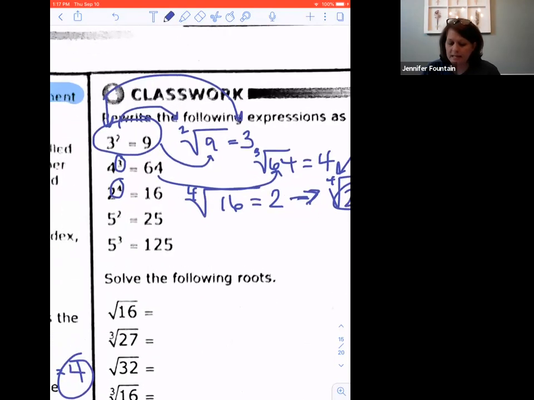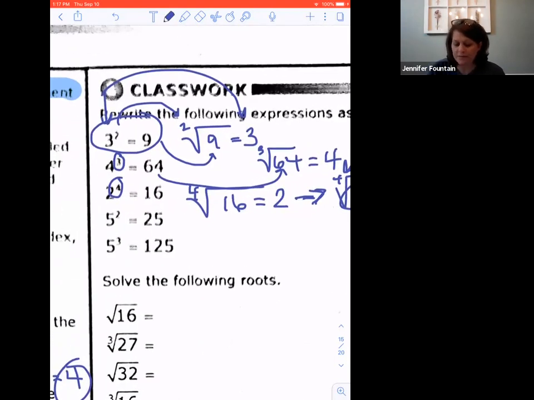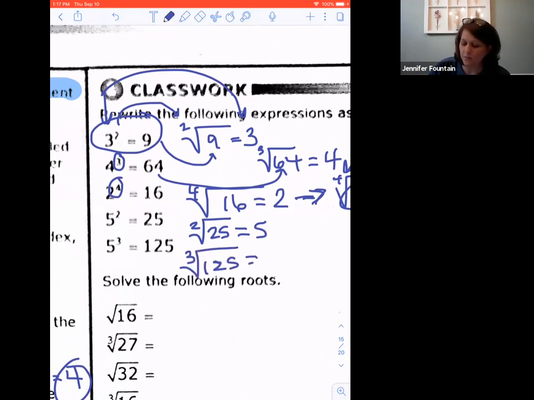All right, so again, 5 squared equals 25. So that means the square root of 25 equals 5. 5 to the 3rd power, or you could also call that 5 cubed, is going to be the cube root of 125 equals 5, because 5 times 5 times 5 equals, I'm sorry, 125.